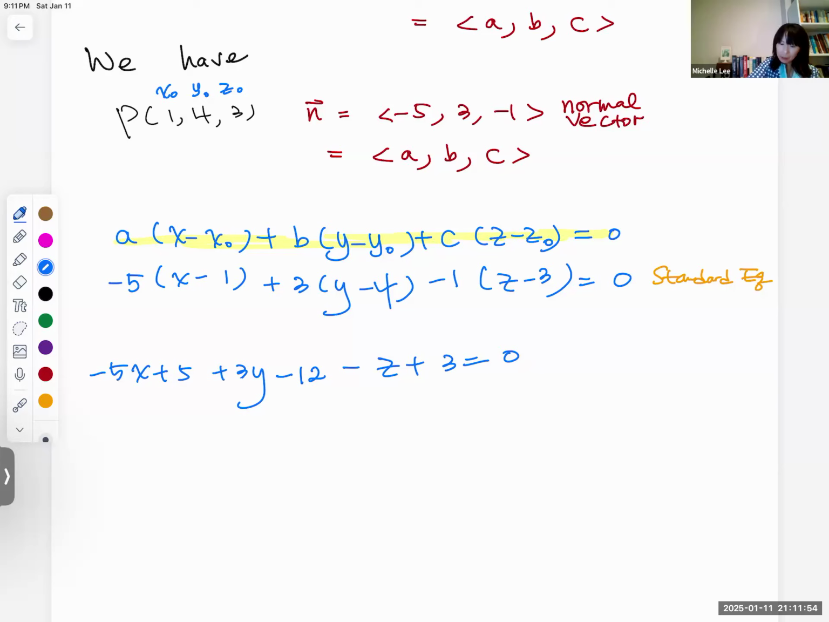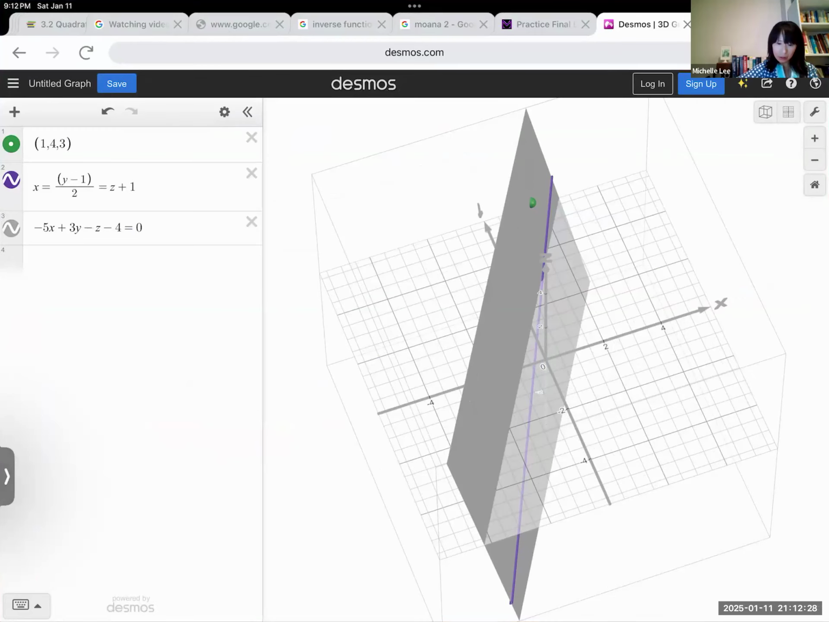Okay, then there will be -5x plus 3y minus z. Combine like terms. That's -7, -4 then. Yeah. This is the general form. Okay, everything okay? All right, how about the graph? Let's take a look. Check it out. The graph.